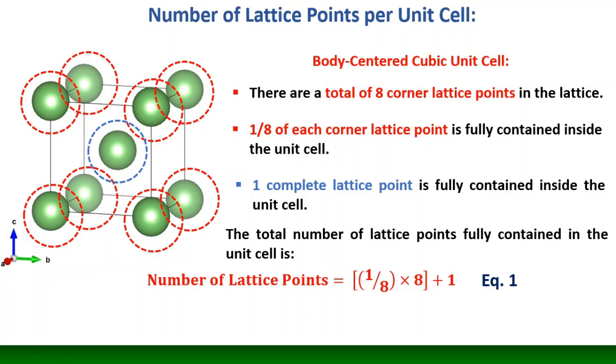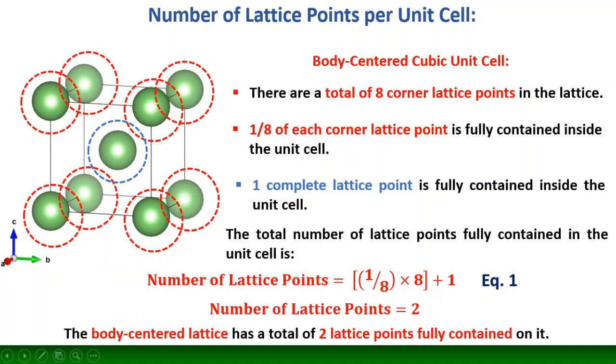So now, how can we account for the total number of lattice points we have inside? Remember that for the corner lattice positions, 1/8 of each one of them is contained inside the unit cell, and we have a total of 8 of them. So we have 1/8 times 8 equals 1, plus 1. This one comes from the fact that we have one lattice position fully contained inside the unit cell. In that case, 1/8 times 8 is equal to 1, inside the bracket, plus 1. It gives us that a BCC unit cell has a total of 2 lattice points contained inside the unit cell.